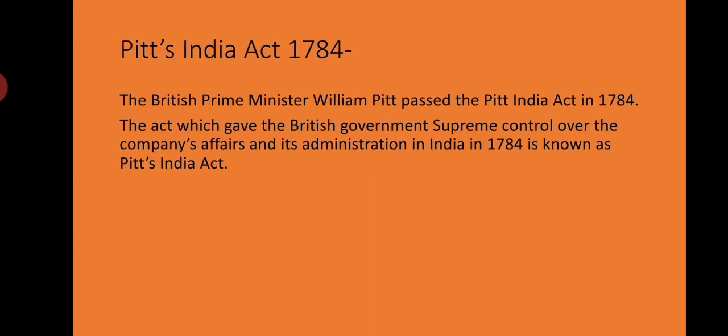Pitt's India Act, 1784. To remove the shortcomings of the Regulating Act and to make the administration of the company in India efficient and responsible, the British Prime Minister William Pitt passed the Pitt's India Act in 1784. The act gave the British government supreme control over the company's affairs and its administration in India, and therefore it is called Pitt's India Act.